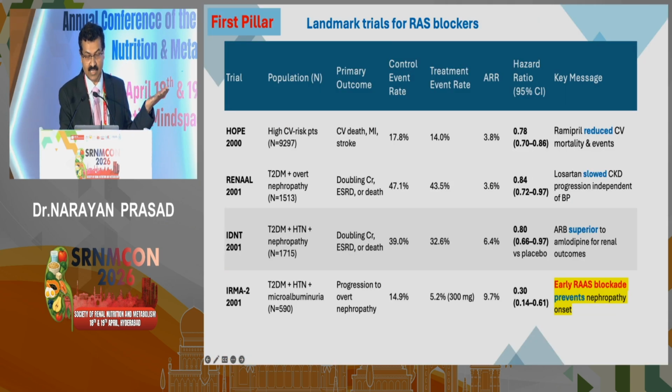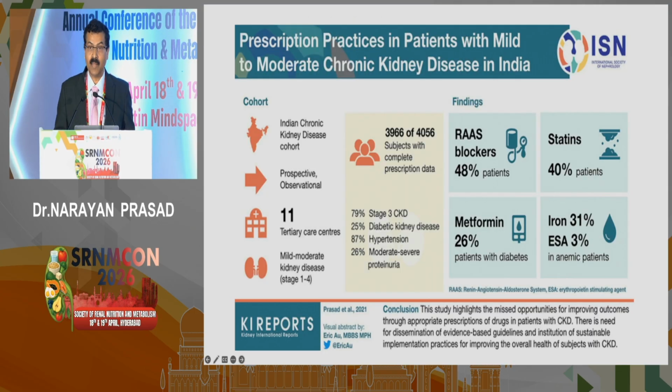First pillar, RAS blockers. HOPE study in 2000: ramipril reduced cardiovascular mortality. RENAAL study: losartan slowed CKD progression independent of BP. IDNT study: ARB was superior to amlodipine, and IRMA 2 trial: early RAS blocker prevents nephropathy onset. Despite so much strong evidence, when we analyzed the data of 4,000 prescriptions of Indian nephrologists, we found that despite eligibility, only 48% of the prescriptions had RAS blockers.